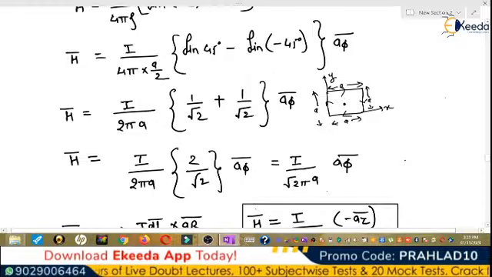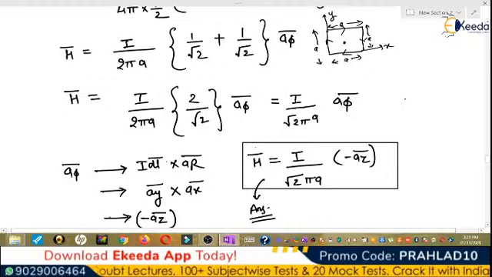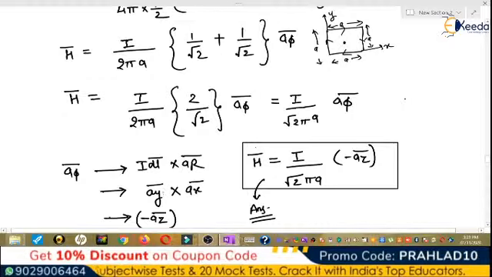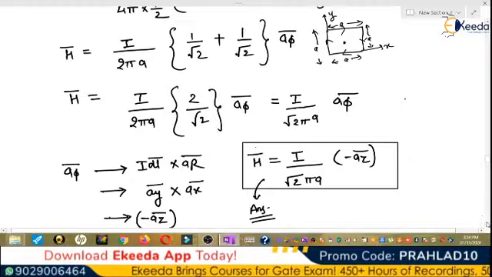The a_phi direction we can calculate again: it is dl vector cross a_R vector. The dl vector is a_y because the current carrying element is kept in the y direction, and a_R vector is a_x. So a_y cross a_x is minus a_z. So we get the value of H vector as I by root 2 pi a and minus a_z vector.